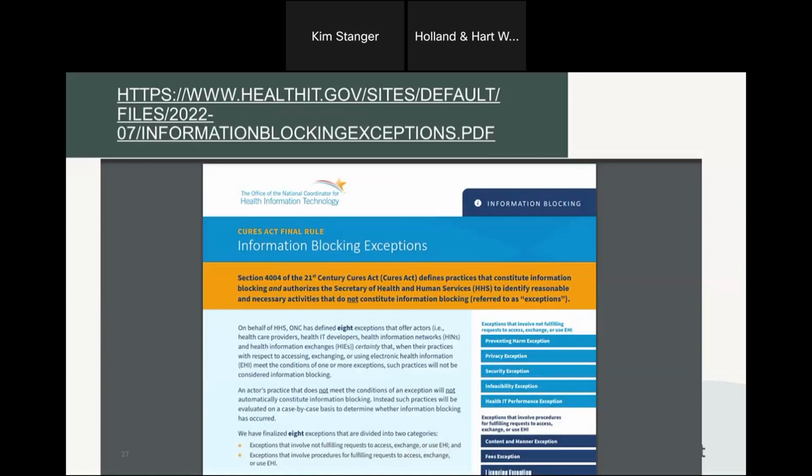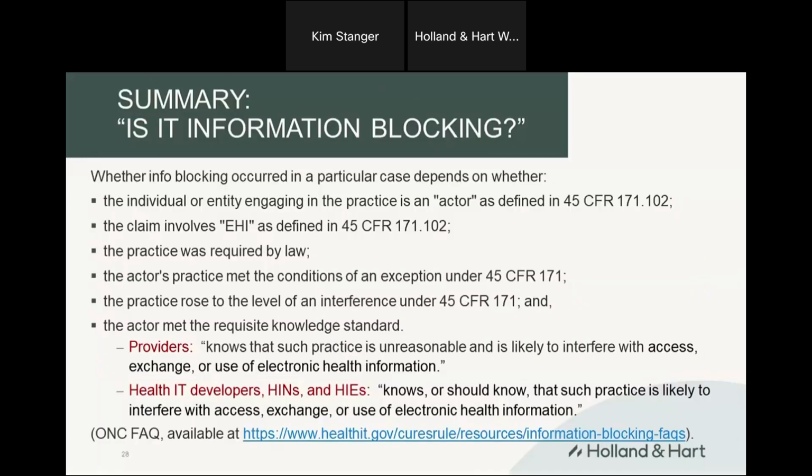When it comes time to applying those exceptions, you're going to want to, again, look at the regulations or go to the ONC's, the Office for the National Coordinator of Health Information Technology, go to their website or go to this PDF, and it talks about what are the requirements for each one of those exceptions. All right, so let's step back now.